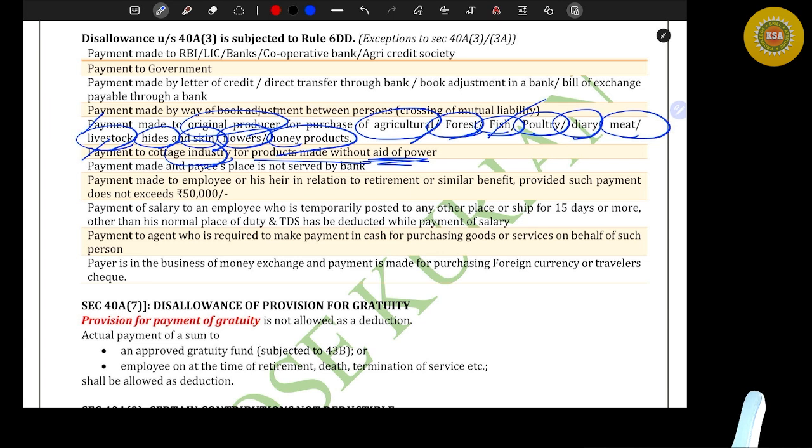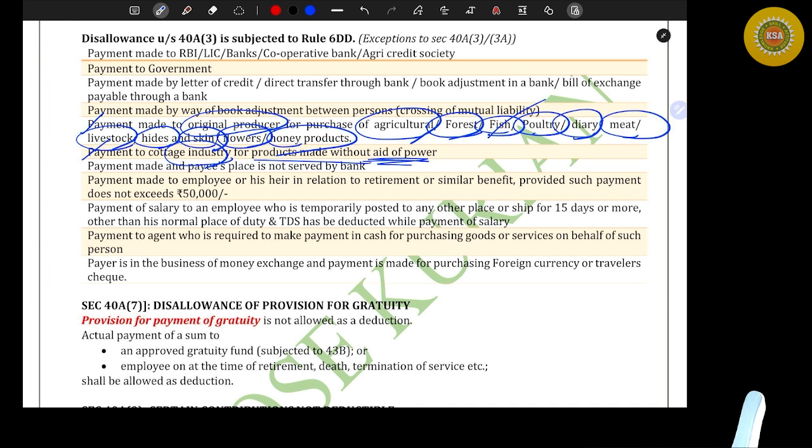Now what if Hari already has a bank account in Jammu and Kashmir? Then this exception is not applicable. If your employee already has a bank account in that particular place, then you have to make the payment only by way of prescribed modes. Are you all with me? So read that point again.